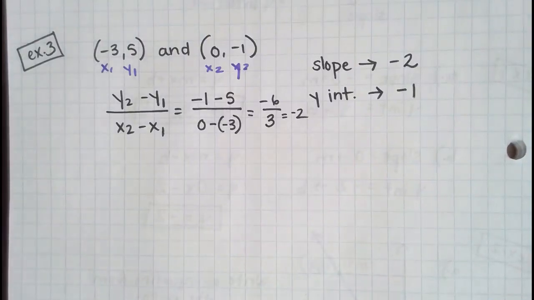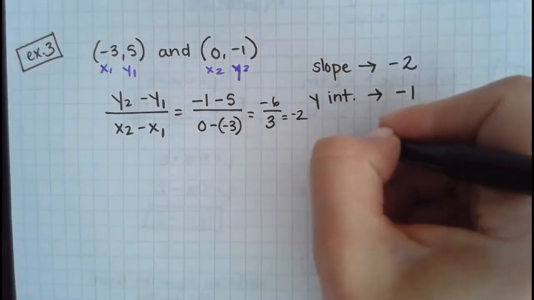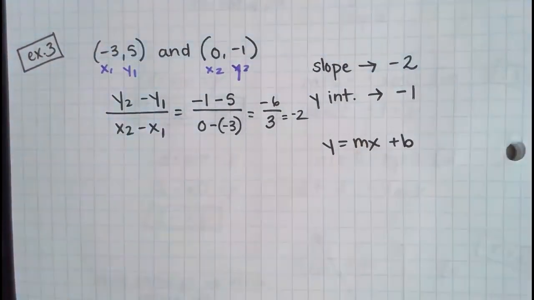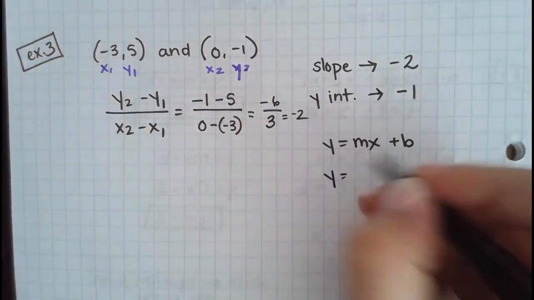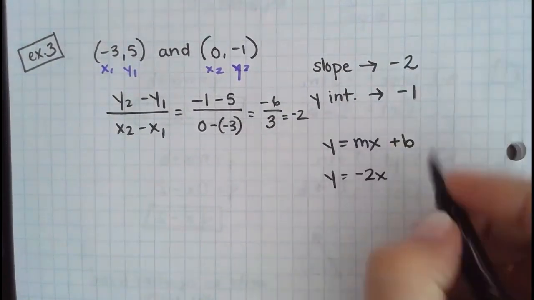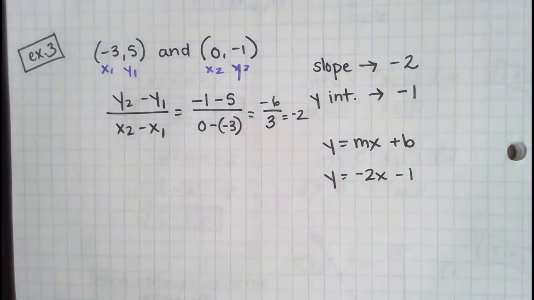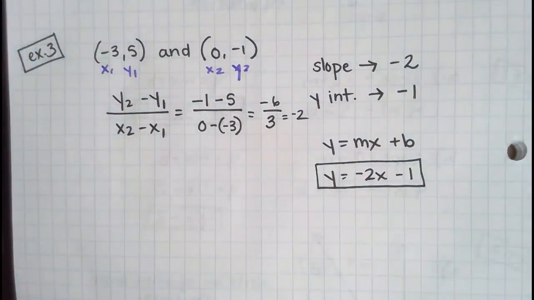Once I've found these, I can just plug them in to slope-intercept form. y equals mx plus b to get the equation of that line. y equals, my slope is negative 2, so negative 2x minus 1. Okay?